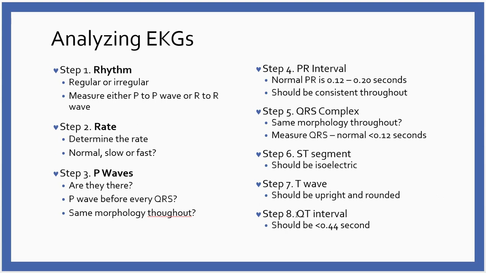And we're going to do a last measurement, that's the QT interval. And remember, that measurement will start from the beginning of the QRS to the end of the T wave. And that should be, for most, as long as the rhythm's somewhere between 60 to 80 beats a minute, less than 0.44 seconds. And so that's how we're going to be analyzing EKGs.